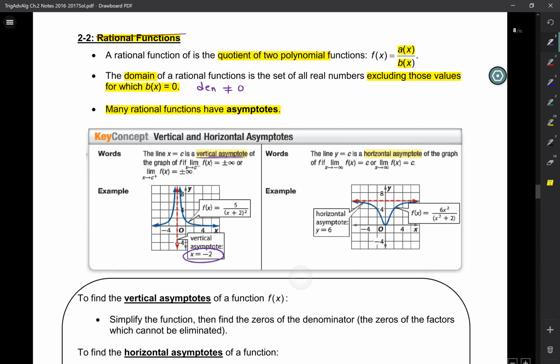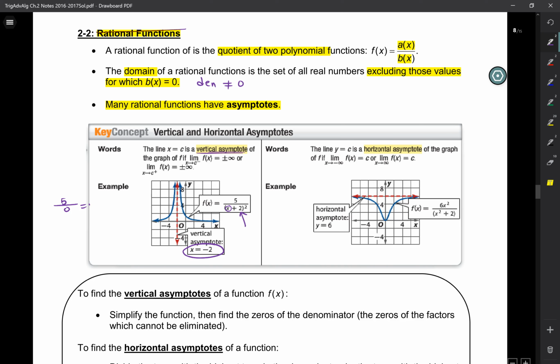Now, look at the function for that particular graph, right? It's 5 over (x plus 2) squared. What happens if that x value was -2? Then it would be 5 over what? 5 over 0 squared, which is 5 over 0. And can you ever divide a number by 0? No. Never. It's undefined. Okay, and that's how you get a vertical asymptote. You get a vertical asymptote at the points where the denominator is 0.